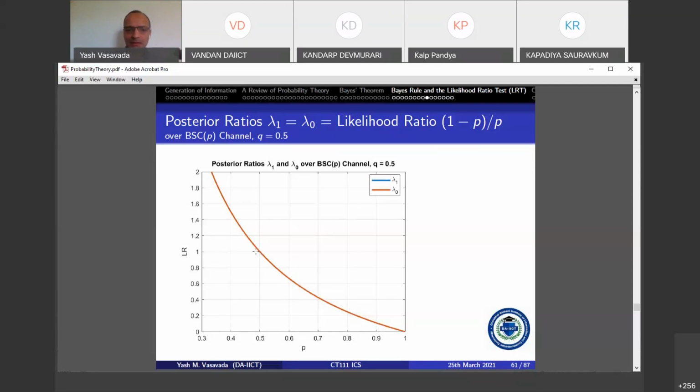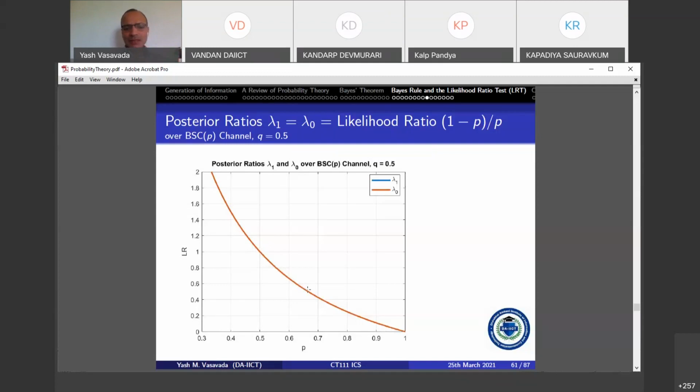So when on the y-axis the values are greater than 1, then I'm going to decide that if I observe y equal to 0, I will decide that x was 0. If I observe y equal to 1 and lambda 1 was greater than 1, I will decide that x is equal to 1. Whereas if these likelihood ratios are smaller than 1, then I will decide in the opposite manner.